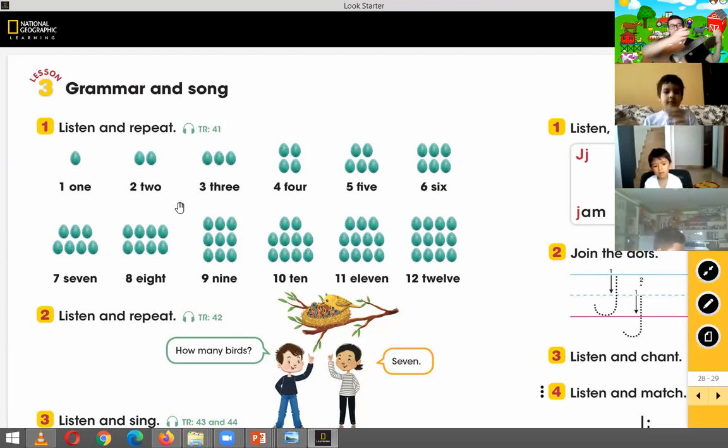¿Dónde están sus fingers? ¿Dónde están sus claps? ¿Dónde están las palmas? 1, 2, 3, 4, 5, 6, 7, 8, 9, 10. ¡Vamos! 1, 2, 3, 4, 5, 6, 7, 8, 9, 10. 1, 2, 3, 4, 5, 6, 7, 8, 9, 10. 11, 12, 11, 12.